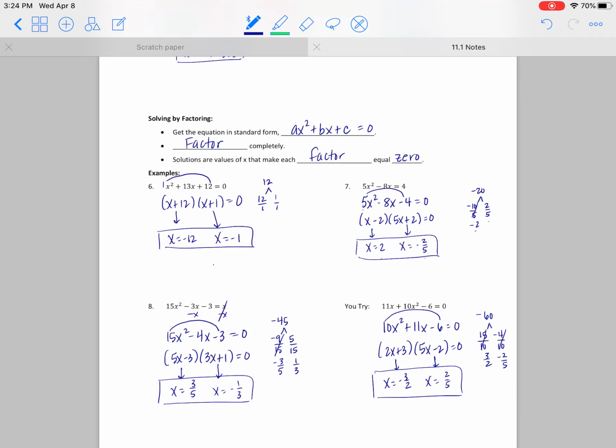Now notice that all 4 of these had two real and rational solutions. If you have an equation that can be solved by factoring, that will be the case. Anytime you're solving by factoring, you're going to get two real rational solutions. Okay?